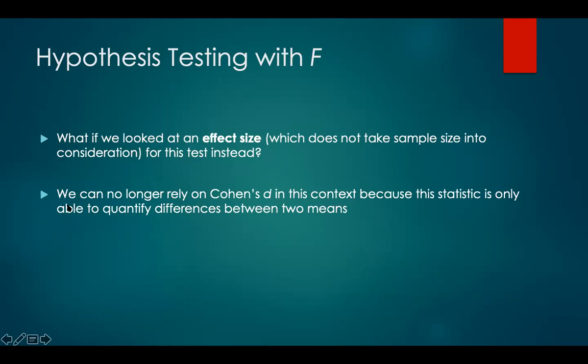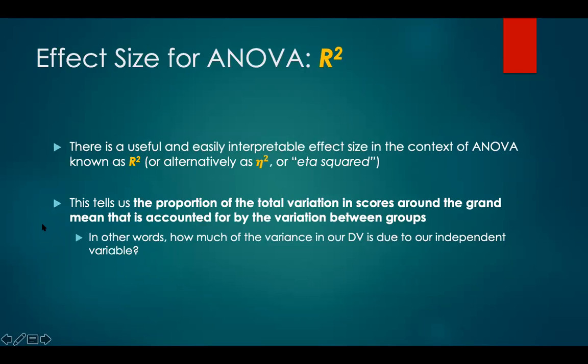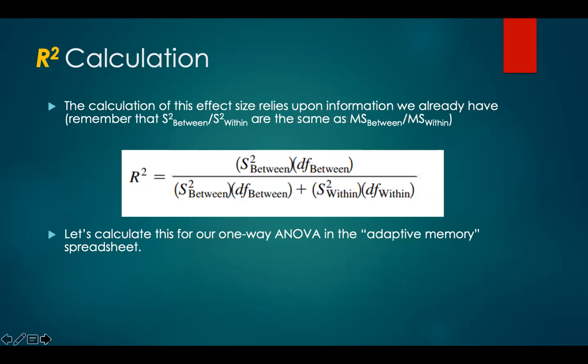Now, what if we looked at an effect size, which does not take sample size into account, for this test instead? Well, we can no longer rely on Cohen's d in this context because this statistic is only able to quantify differences between two means. But there is a useful and easily interpretable effect size in the context of ANOVA known as R squared, or alternatively, eta squared. This tells us the proportion of total variance in scores around the grand mean that is accounted for by variation between groups. In other words, how much of the variance in our dependent variable is due to our independent variable.